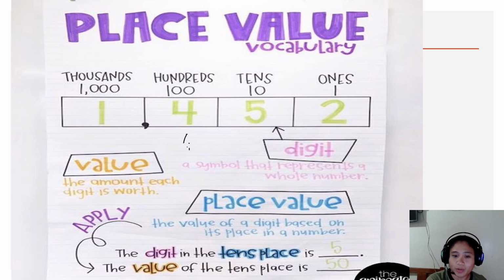So here is the question: what digit is the 5 here? So the digit is 5. So what is the value of the tens place here? So here is the ones, here is the tens. So the place value of 5 here is 50. Very good.